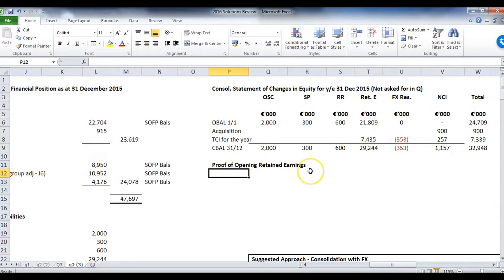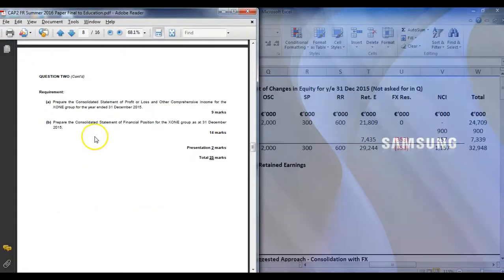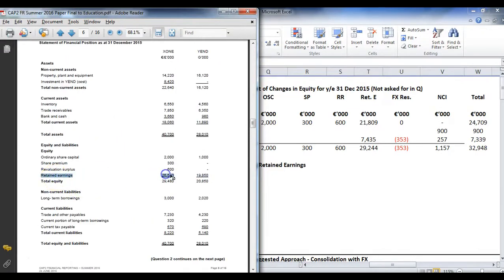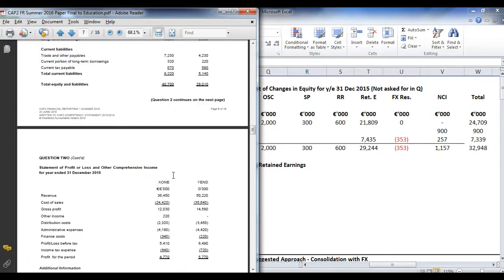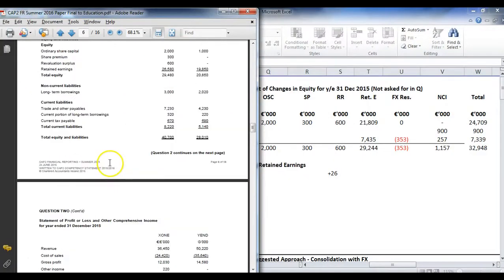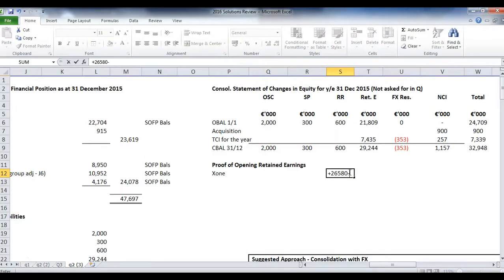So can we prove the opening balance? So the parent, which in this case is X1. What was X1's opening retained earnings? If we go back to the question, the opening retained earnings for X1 would have been 26,580 minus the profit for the year of 4,770. So 26,580 minus 4,770, that's 21,810. So a small bit of rounding, but we've proved that we're correct.